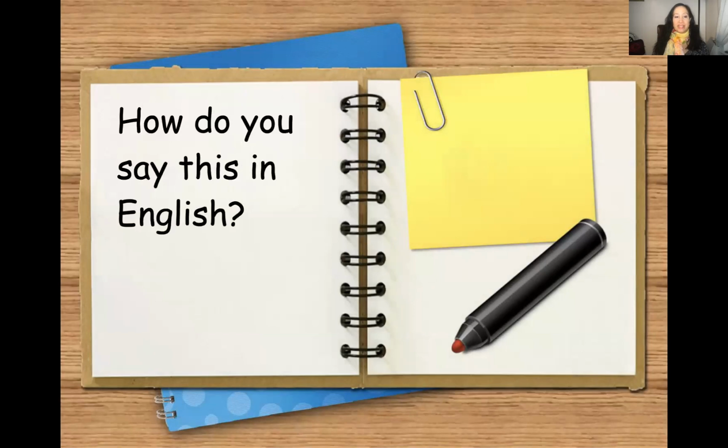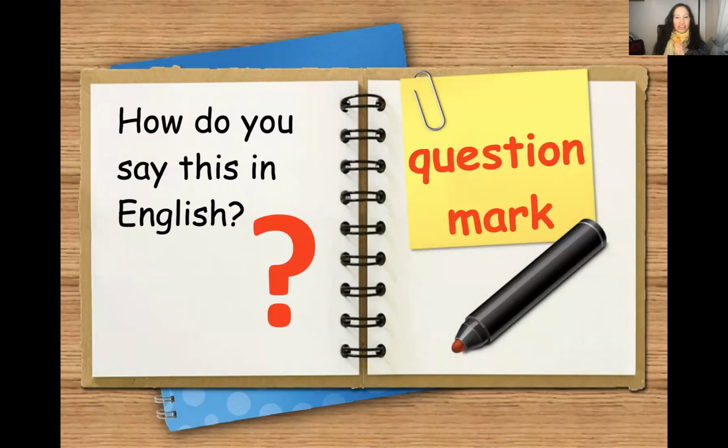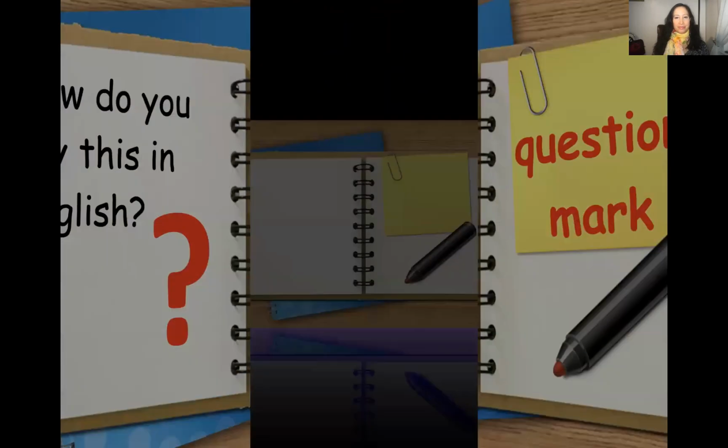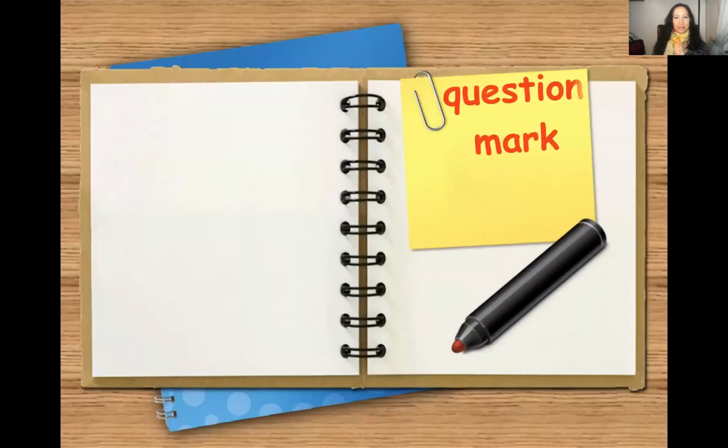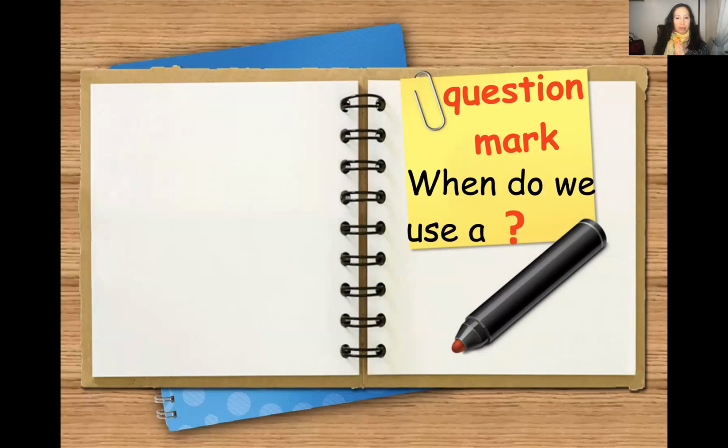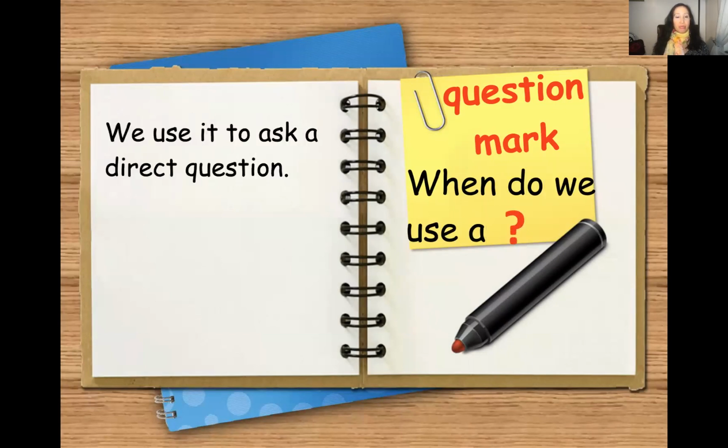How do we say this in English? Question mark. When do we use a question mark? Do you remember? We use it to ask a direct question. For example, what is she doing tonight?